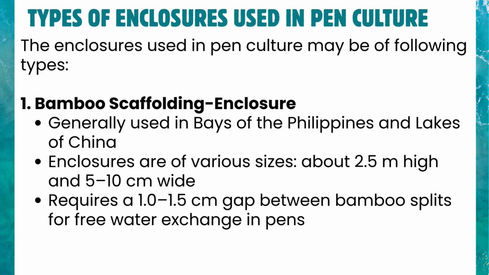Types of enclosures used in pen culture. The enclosures used in pen culture may be of following types. 1. Bamboo scaffolding enclosure. It is generally used in bays of Philippines and lakes of China. These enclosures are of various sizes, about 2.5 meters high and 5 to 10 centimeters wide. A gap or interspace of approximately 1.0 to 1.5 centimeters is essential between 2 bamboo splits for free exchange of water in pens.